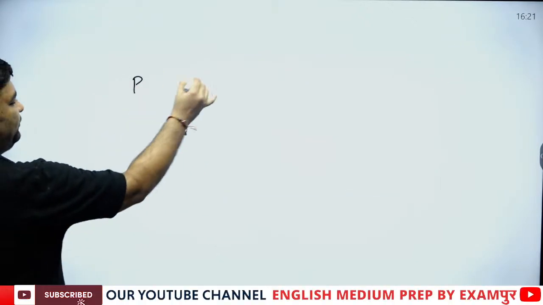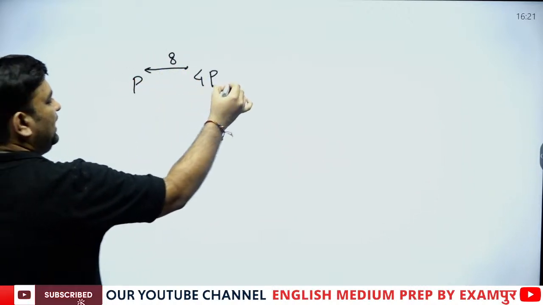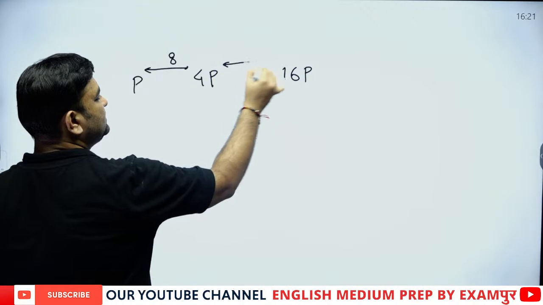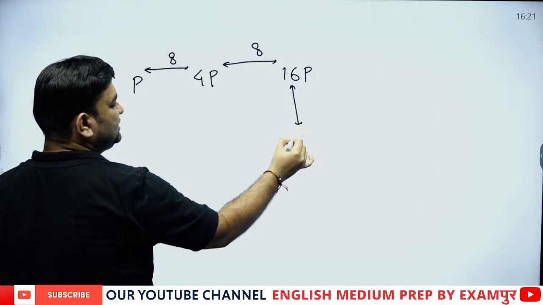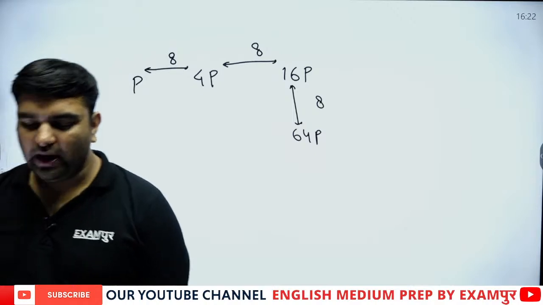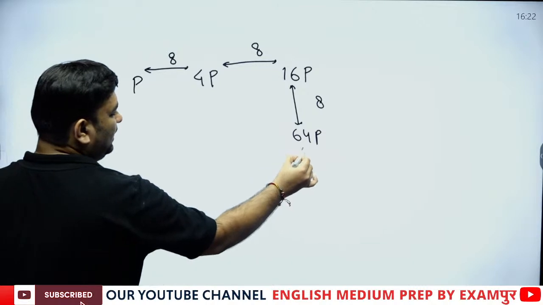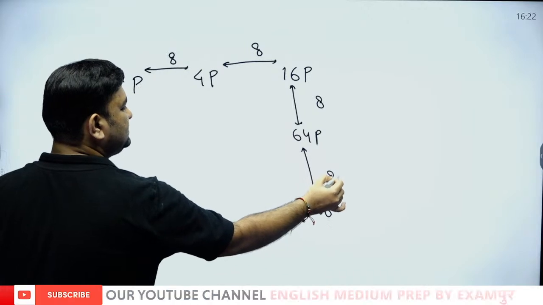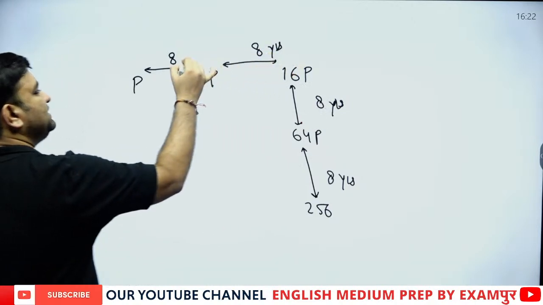Like if principal becomes 4 times in 8 years, you will say, sir, again it will become 4 times, that is 16P in the next 8 years. Again it will become 4 times, that is 64P in the next 8 years. Again it will become 4 times, that is 256P in the next 8 years. Got this logic?